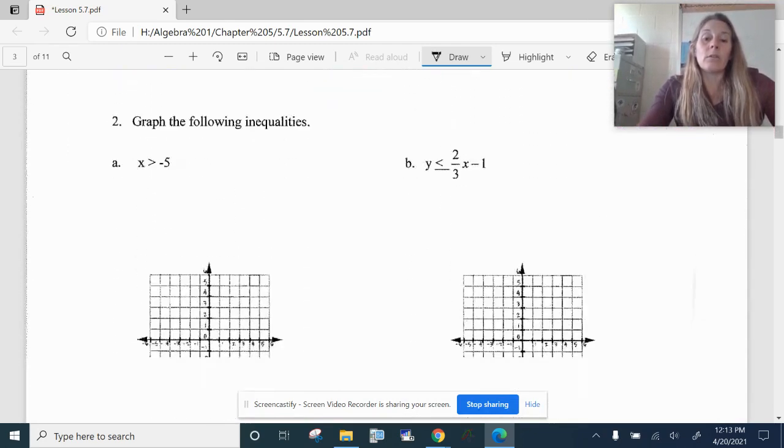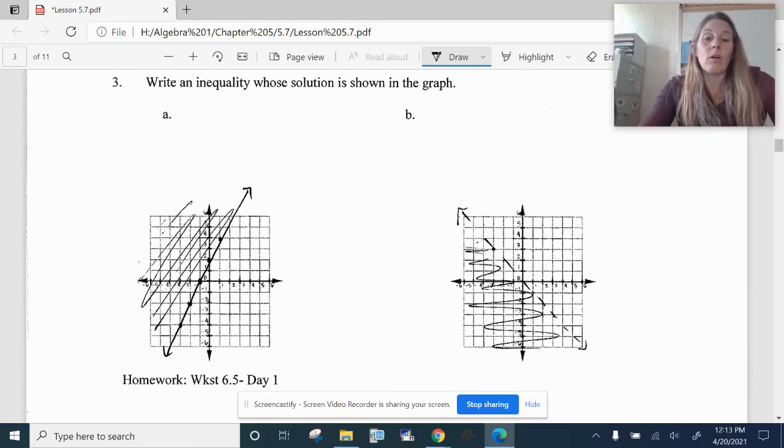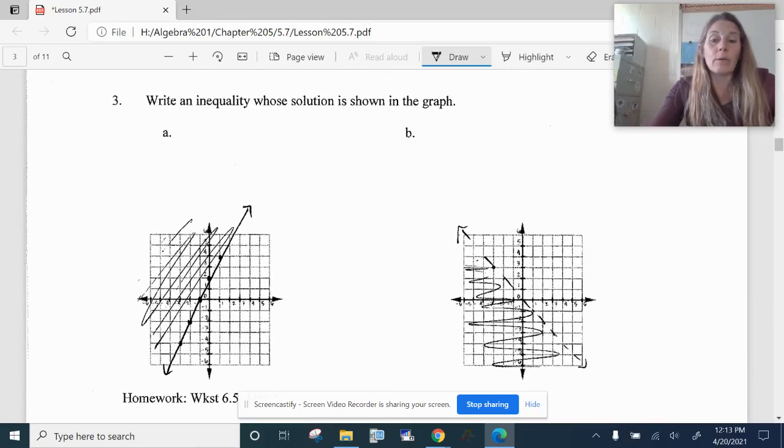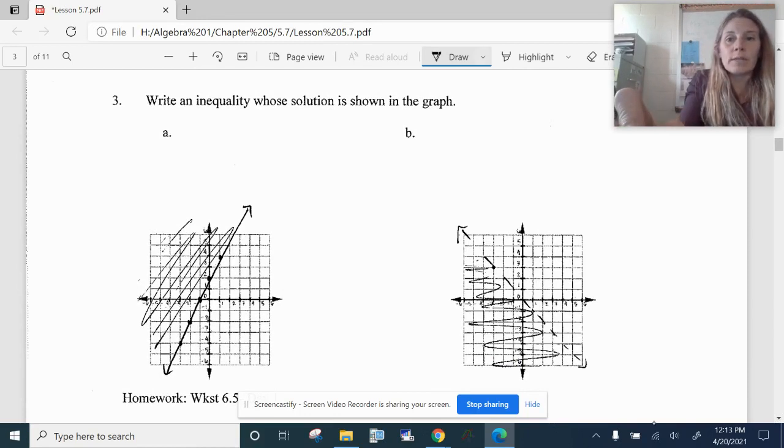So let's take a look at a couple graphs that are already shaded and see how to come up with our equations or inequalities. So the first thing you would want to do is find that slope and that y-intercept from looking at that line, right? So I can see that my y-intercept is +2, and it appears as if my rise over run is up 2 over 1, which would give me a slope of 2.